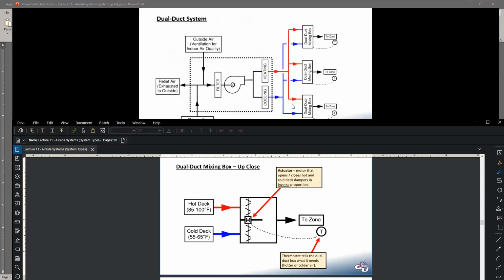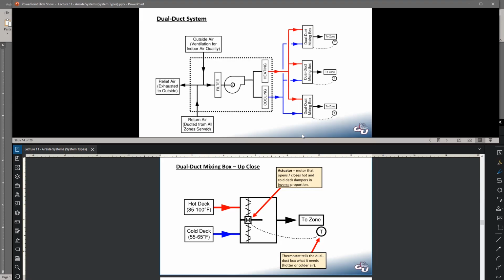The dual duct boxes. So this is kind of an exploded view of what that looks like. We have our hot deck air coming in, our cold deck air coming in. On each of these air streams, we have a damper that can open and close. And these two dampers are connected by a common motor, which is called an actuator. That thermostat feeds directly into that actuator and tells it what to do. So if we want more hot air, this actuator turns a certain direction, which opens the hot side and at the same time closes the cold side, and vice versa.